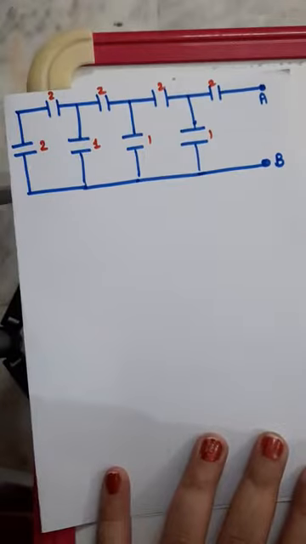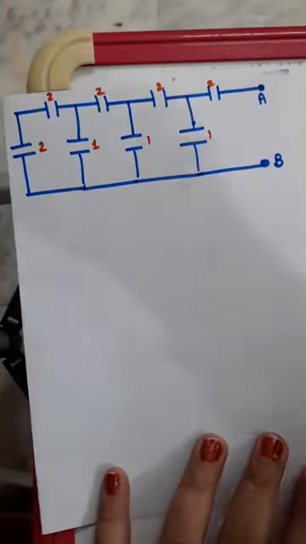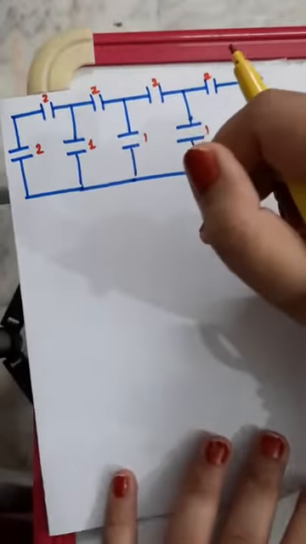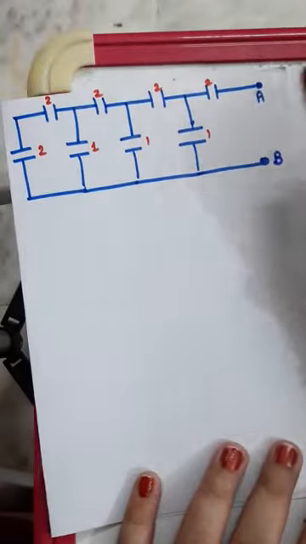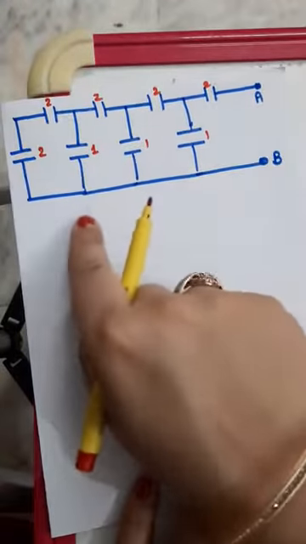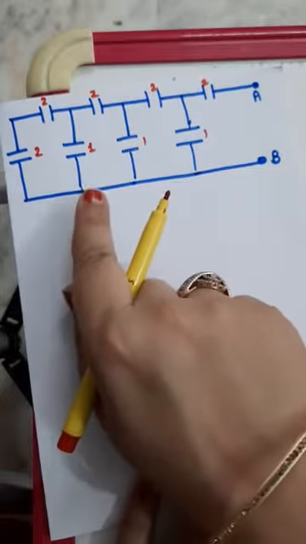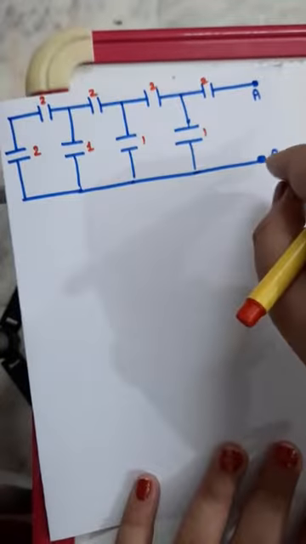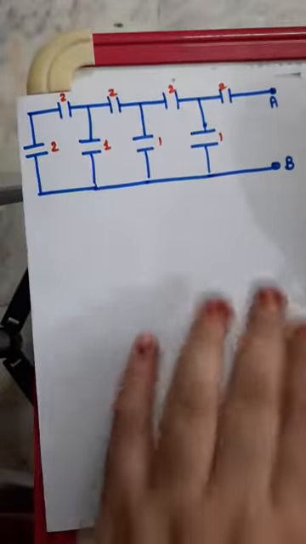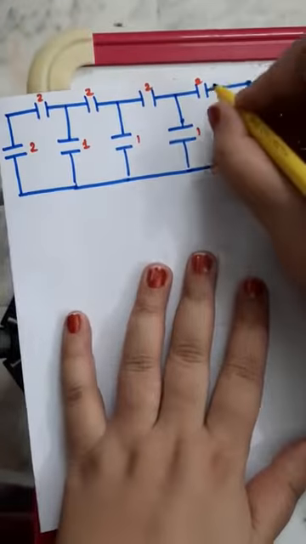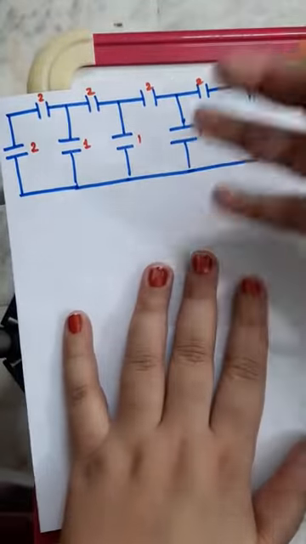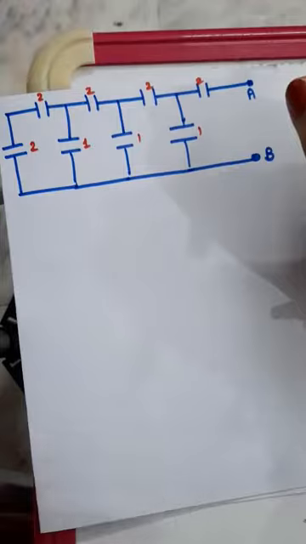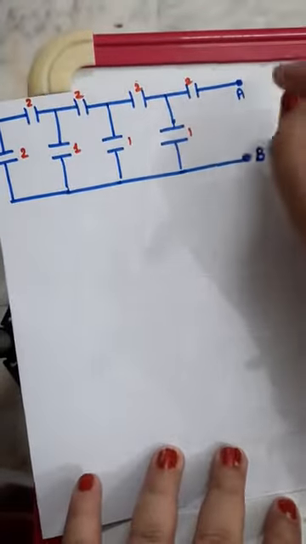In this video, we will be doing some numericals based upon capacitances. So here is the first numerical. The question is that we have to find the equivalent capacitance of this network which is given to us. Here 1, 2 are the values of these capacitors. So what are the capacities of these capacitors?